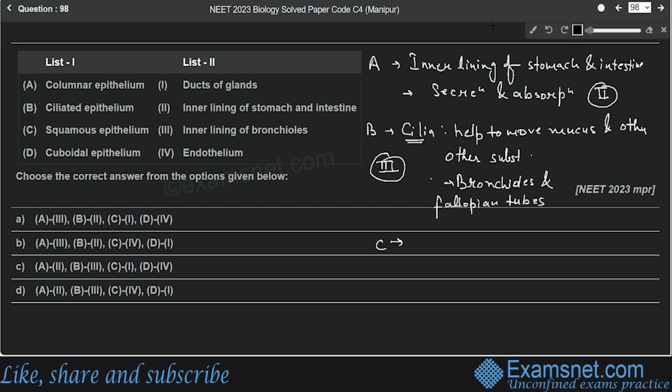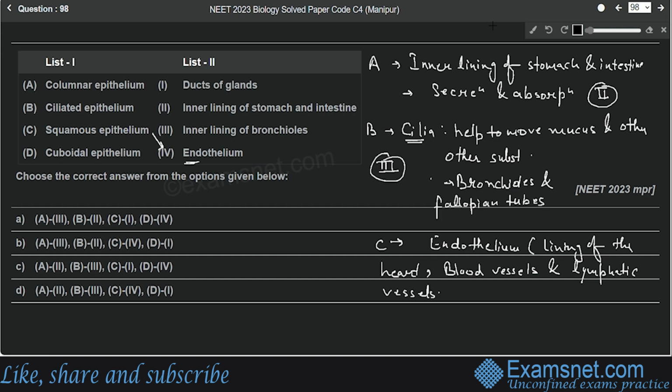Then C, squamous epithelium. So squamous means scaly. So they have cells which are thin and flat, similar to the shape of fish scales. Okay, and they form the endothelium, that is the lining of the heart, blood vessels, and lymphatic vessels. So it will be matched with endothelium. That means C will be matched with number 4.